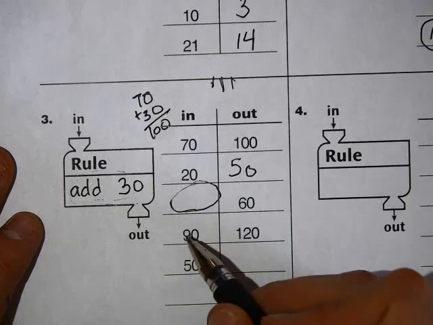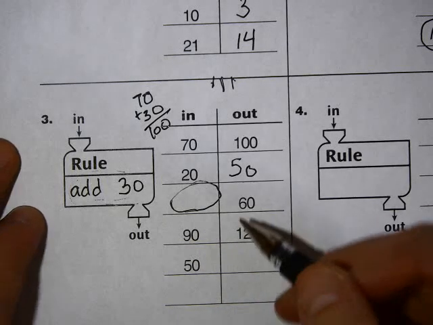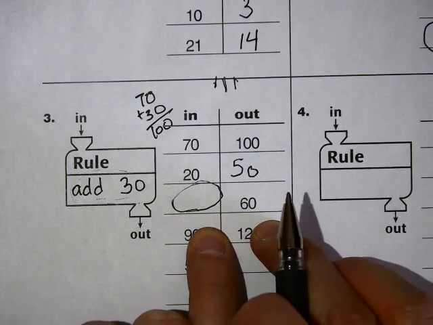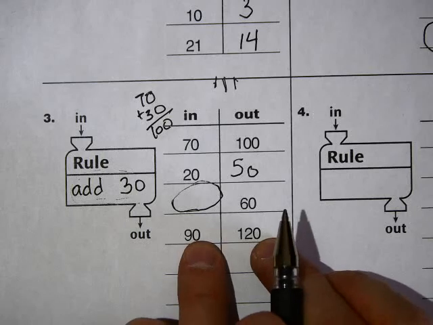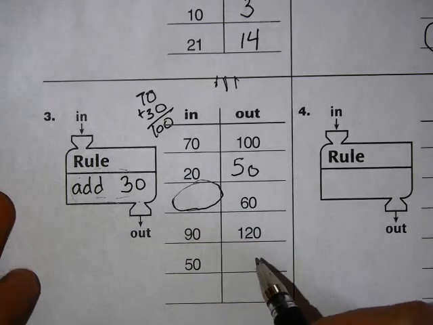Is 90 plus 30 120? Yeah, it is, because I know that 9 plus 3 equals 12. So 90 plus 30 equals 120. And then let's see, 50 plus 30, I'm going to put my answer here.